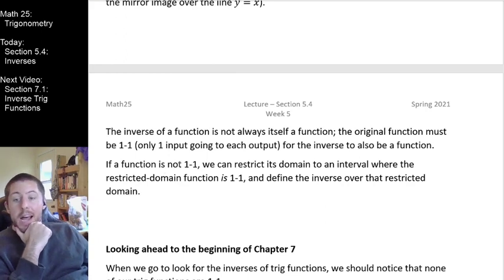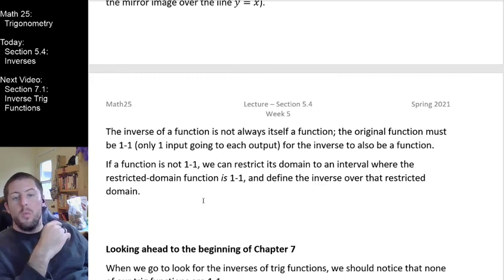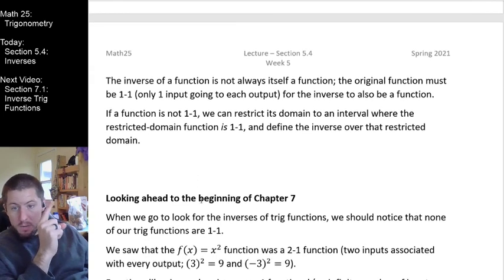If a function is not 1 to 1, like the parabola above, which was 2 to 1, we can restrict its domain to an interval where the restricted domain function is 1 to 1, where any horizontal line would only hit once. And then we define the inverse only over that restricted domain. That's what we're going to need to do for our trig functions.